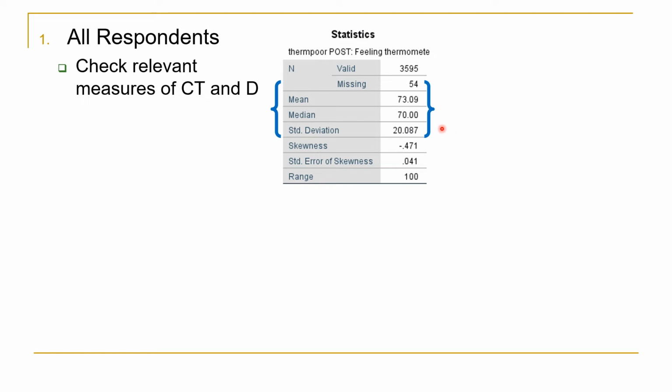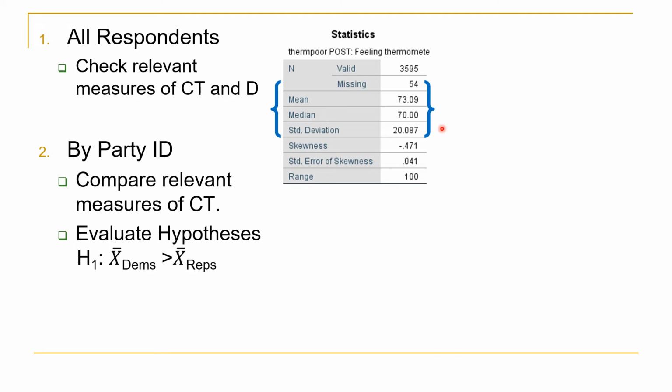And then finally, we look at the standard deviation, and the standard deviation tells us, on average, how much difference there is between the mean and the typical person. So we would then say the typical person evaluates poor people at 73 out of 100, and the typical person deviates from that by 20 points.